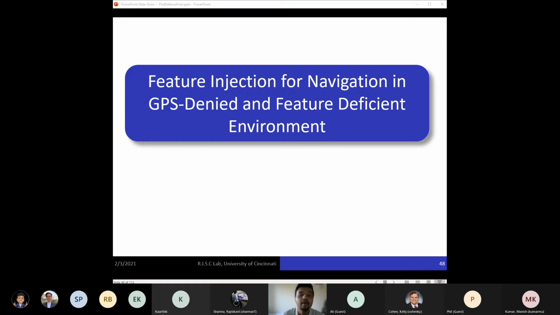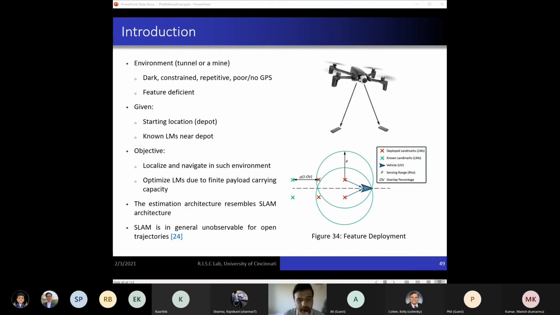In the next section, we talk about a hybrid optimization strategy that combines the advantages of MILP and machine learning to enable vehicle localization by optimally deploying features in an otherwise feature deficient environment. This is pretty interesting as we haven't come across any previous work that handles feature deficient navigation using this kind of solution architecture, keeping future missions in mind.